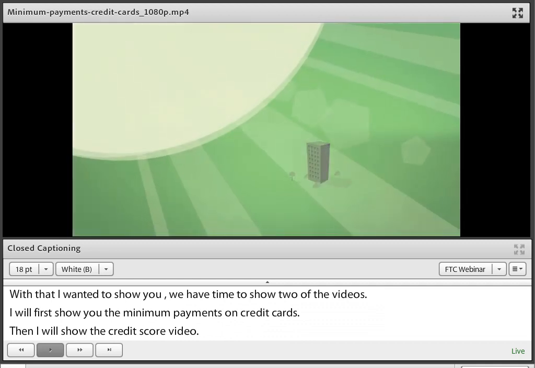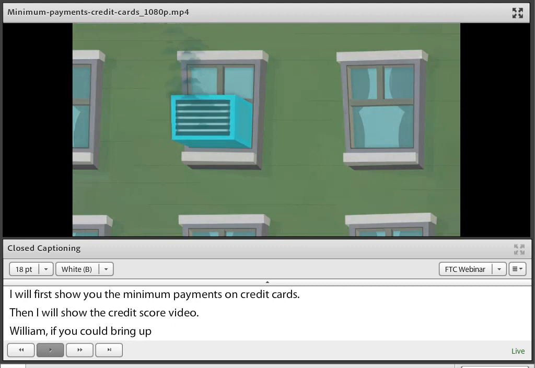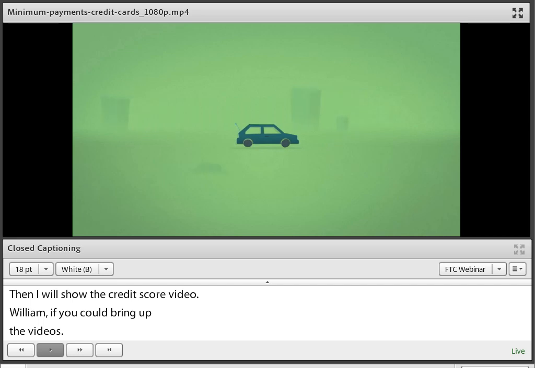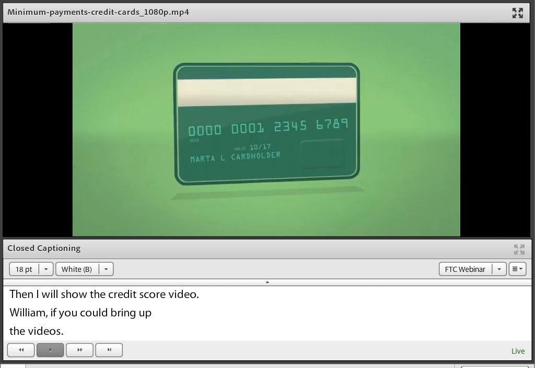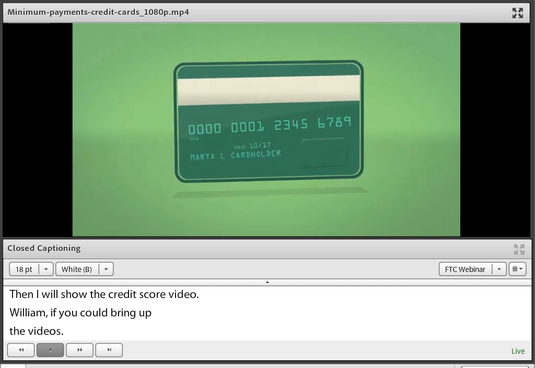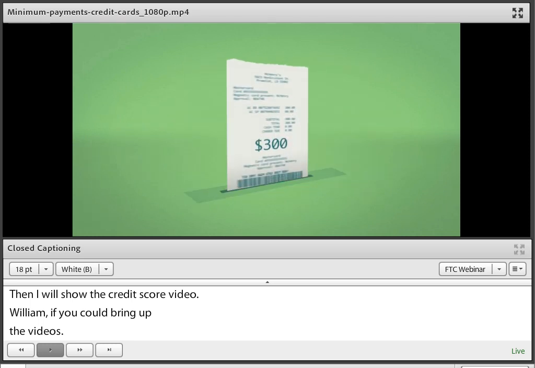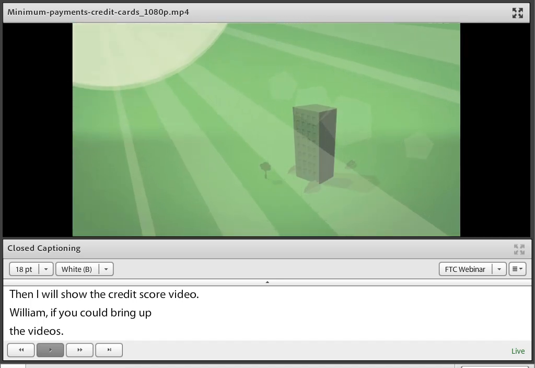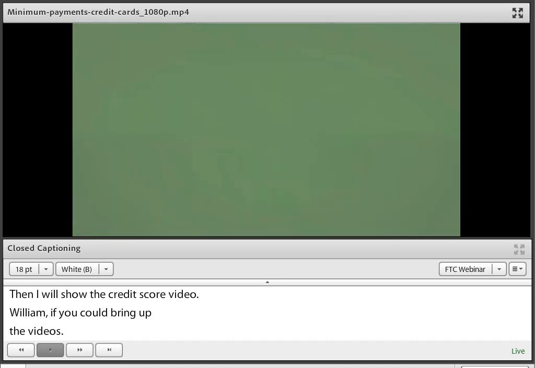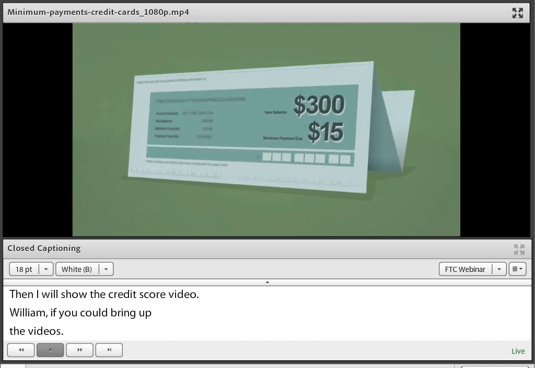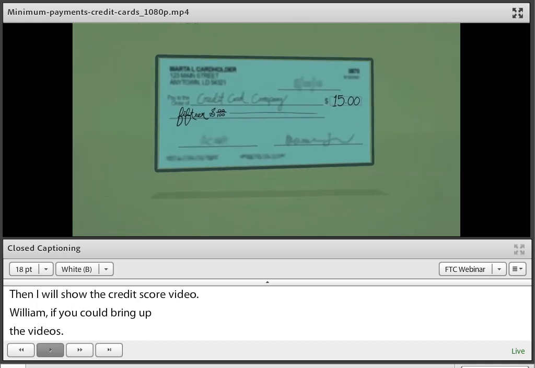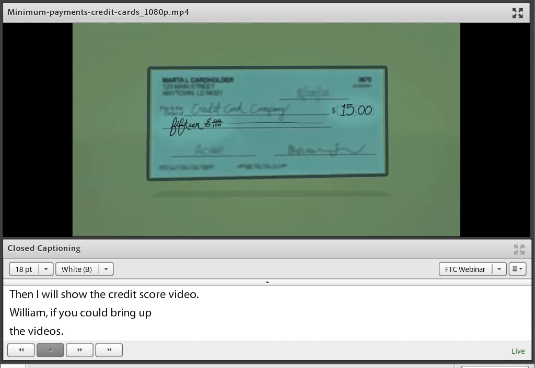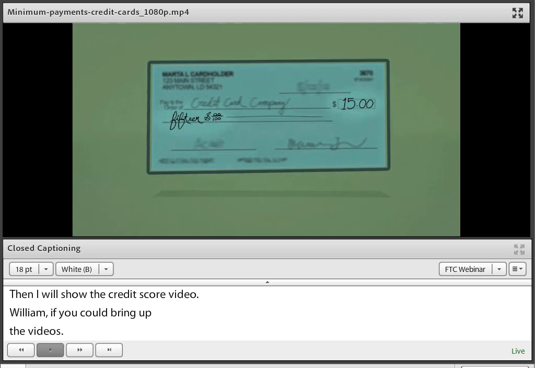On the hottest day of the year, Marta's air conditioner broke. Marta decided it was an emergency, so she went to the store to buy a new air conditioner. Marta didn't have enough cash, so she used her credit card. The air conditioner cost $300. That evening, her family was cool and happy. The next month, Marta got her credit card bill for the $300 air conditioner. Marta had it in her budget to pay $15 each month until she finished paying for the air conditioner. $15 was her minimum payment.